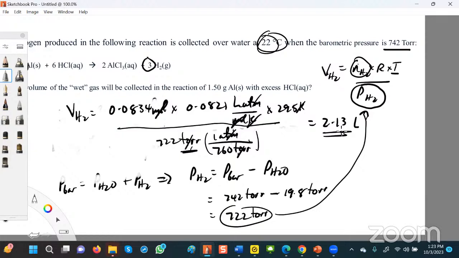So this is again another typical gas stoichiometric type problem. All right. Okay, any questions about this? Any questions? Any questions?